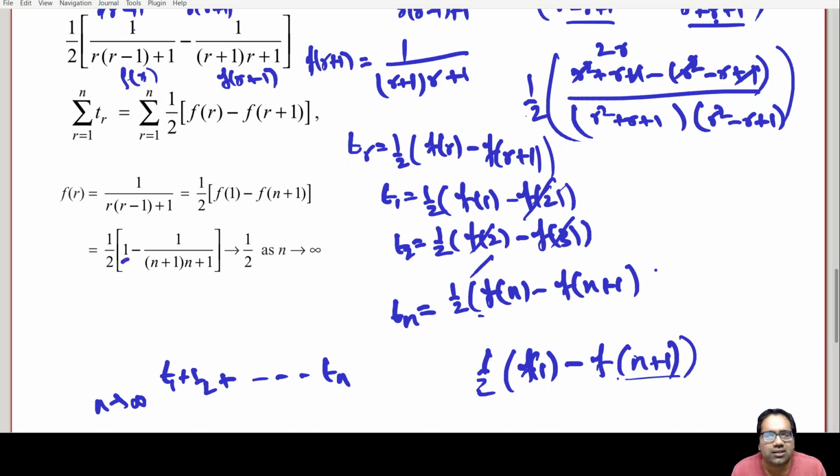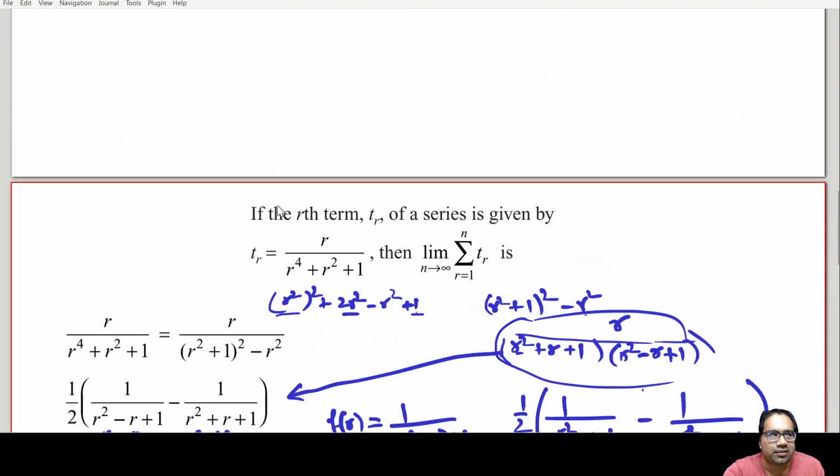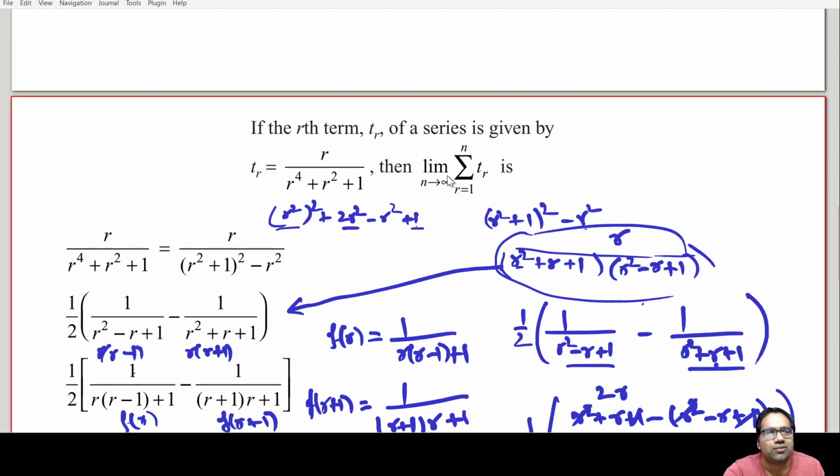And what is our f(n+1)? In place of r, we'll put n plus 1: 1 by (n+1) into (n+1 minus 1) plus 1, which is n into (n+1) plus 1. So, this entire summation T1, T2, T3 up to Tn is equal to half of 1 minus 1 by n into (n+1) plus 1. Now, what will happen when n tends to infinity? Obviously, this part will tend to infinity, so this entire part will become 0. We'll be left with half of 1 minus 0, which is equal to half. Right, guys? So ultimately, this limit is equal to half.